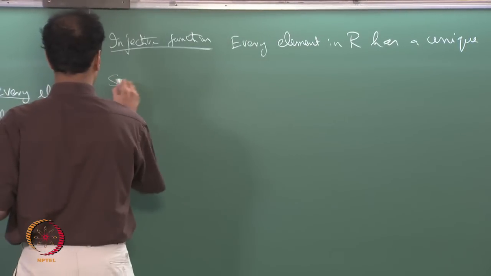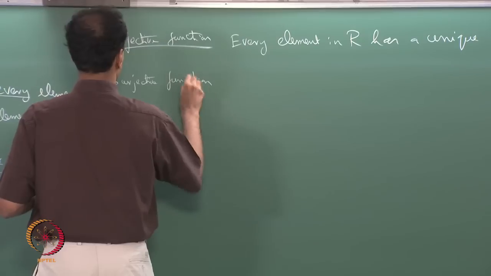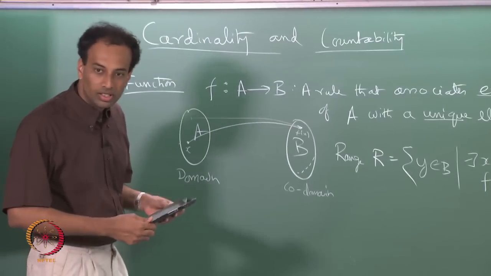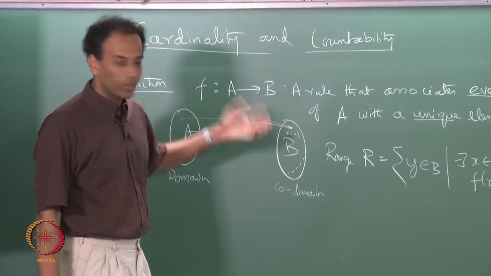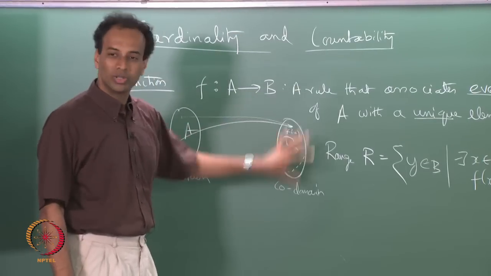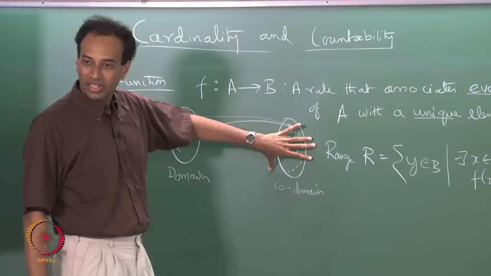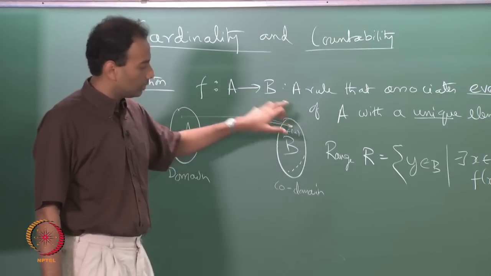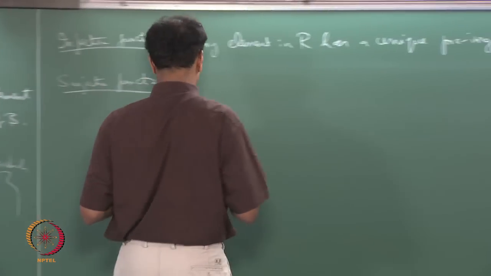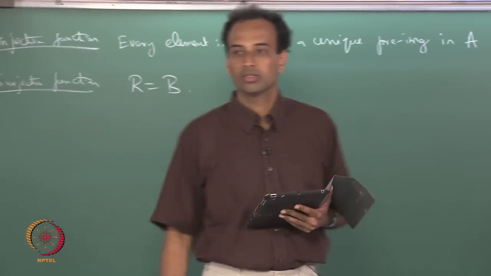And similarly, a surjective function, or an onto function, is a function for which the codomain and the range are the same. In other words, the surjective function does not leave out anything in the codomain. No function can leave out anything in the domain, but you can leave out elements in the codomain. So a function that does not leave out elements in the codomain is called a surjective function. So a function is surjective if R equals B, that is all there is to it.